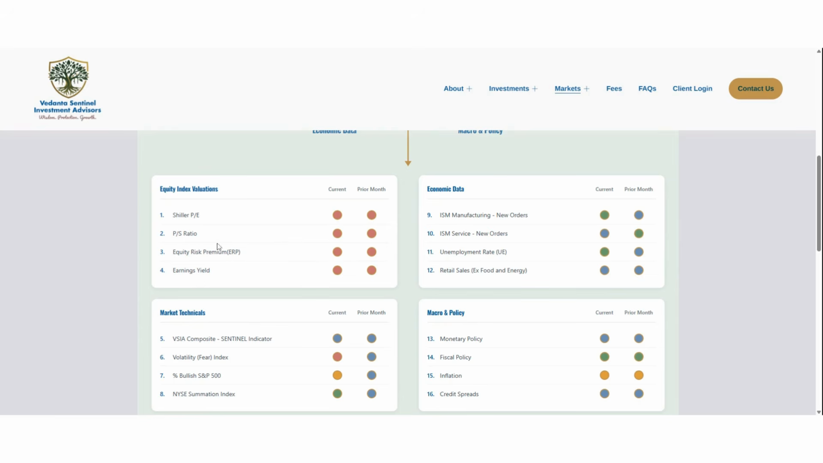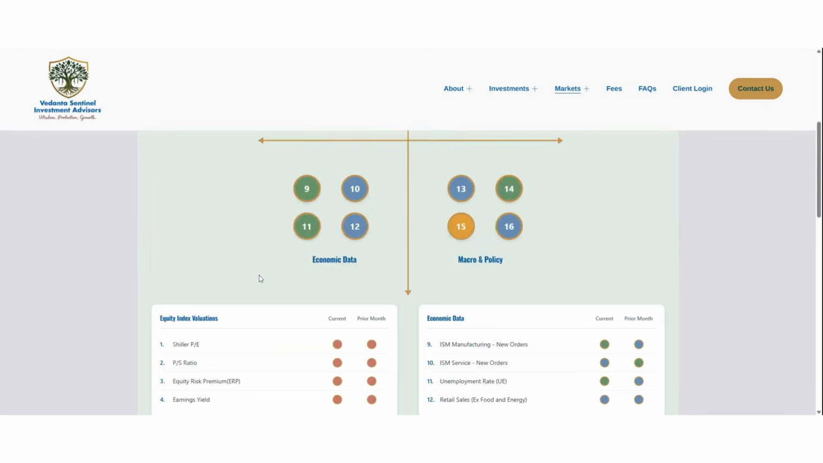Shiller PE is over 40, price to sales ratio on S&P 500 is at over 3.38, which is historically high. Equity risk premium is practically zero or negative right now, versus what you get in terms of yield from risk-free government bonds. And that's why you see the earnings yield included as well. It's currently less than 3.5%. So combined, these four dots are in the yellow phase, indicating unfavorable valuation conditions.